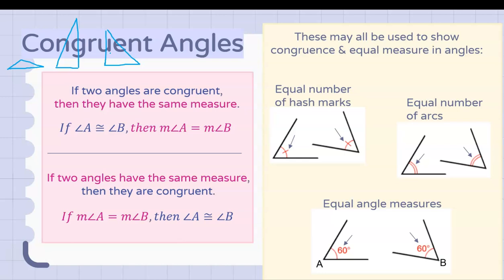With angles, again, we're not focusing on anything to do with shape. We're just talking about the angle measure. When we talk about two angles being congruent, all you have to know is that they're the same measure.